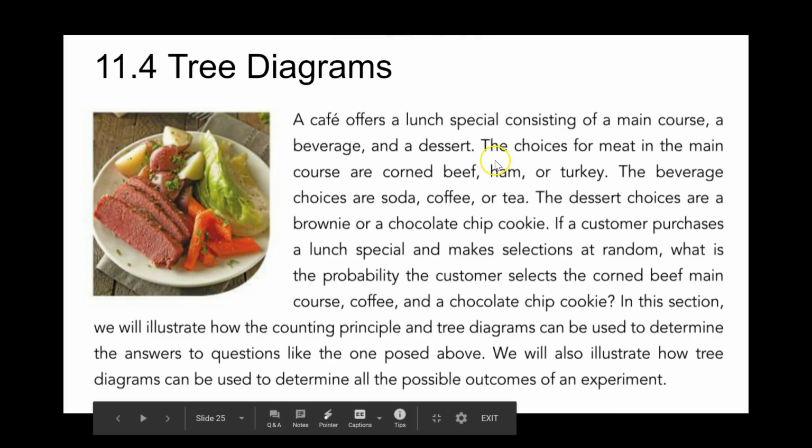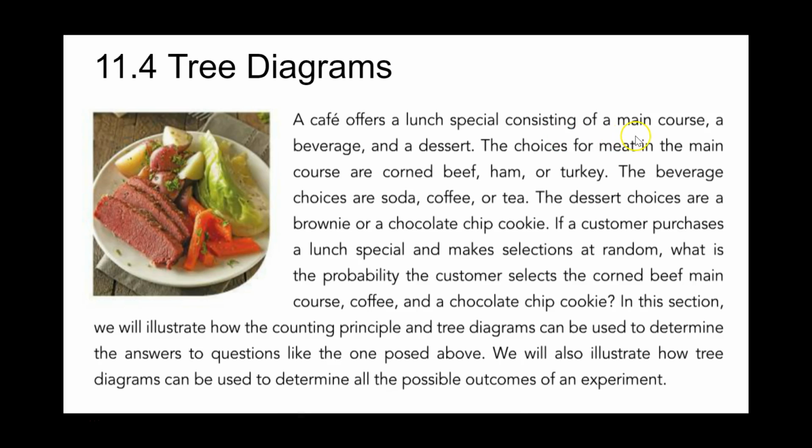So we enter a cafe that offers a lunch special consisting of a main course, a beverage, and a dessert. The choices of meat are corned beef, ham, and turkey, so we have three choices of meat. The beverage is either soda, coffee, or tea. Dessert choices are a brownie or a chocolate chip cookie.